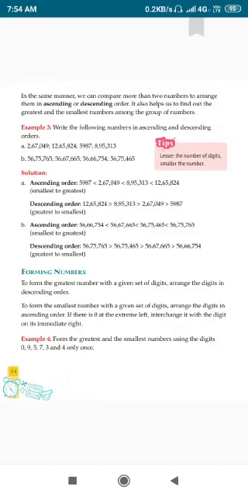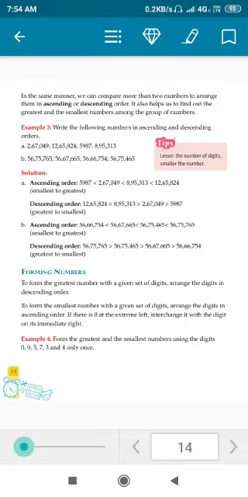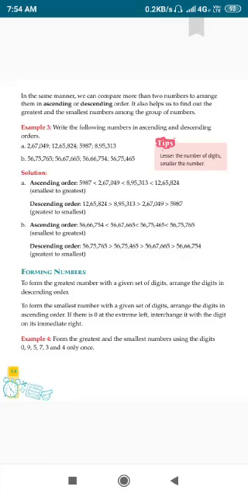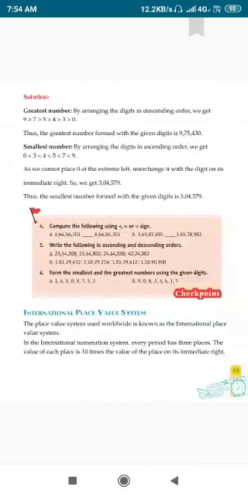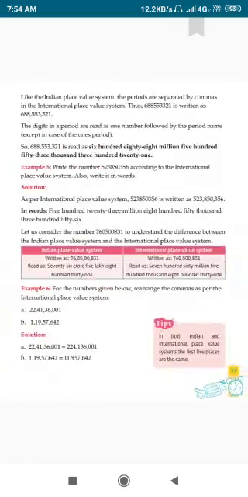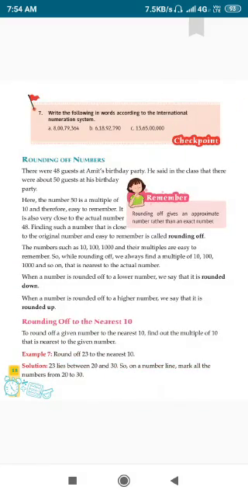And for the smallest number, arrange the digits in ascending order. Here the order is 0, 3, 4, 5, 6, 8. But we cannot place 0 at the extreme left. Interchange it with the digit on its immediate right, so we get 3,04,568. Thus the smallest number formed is 3,04,568.